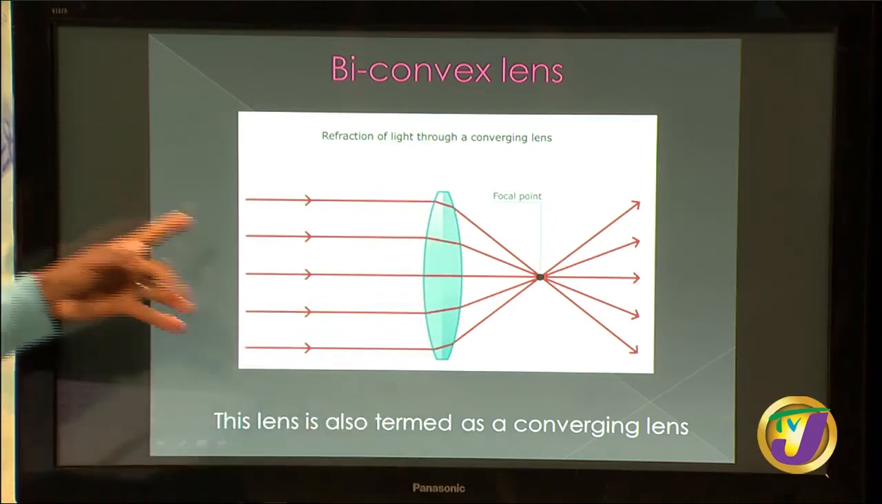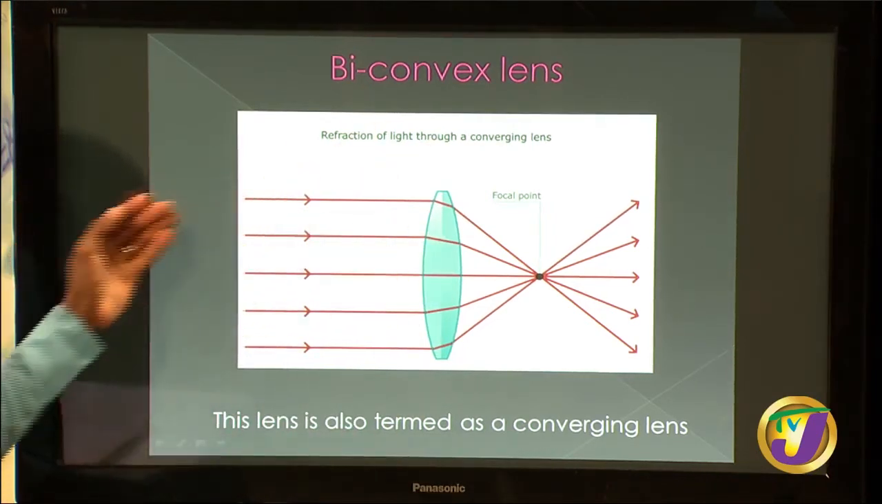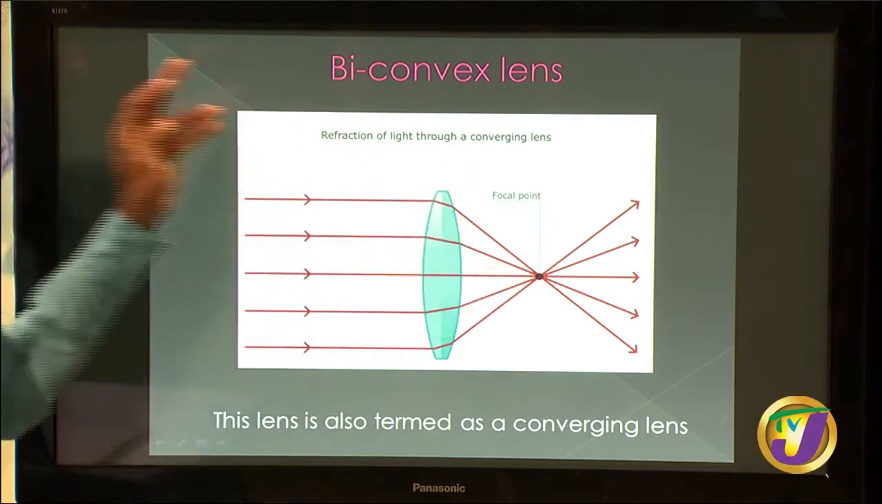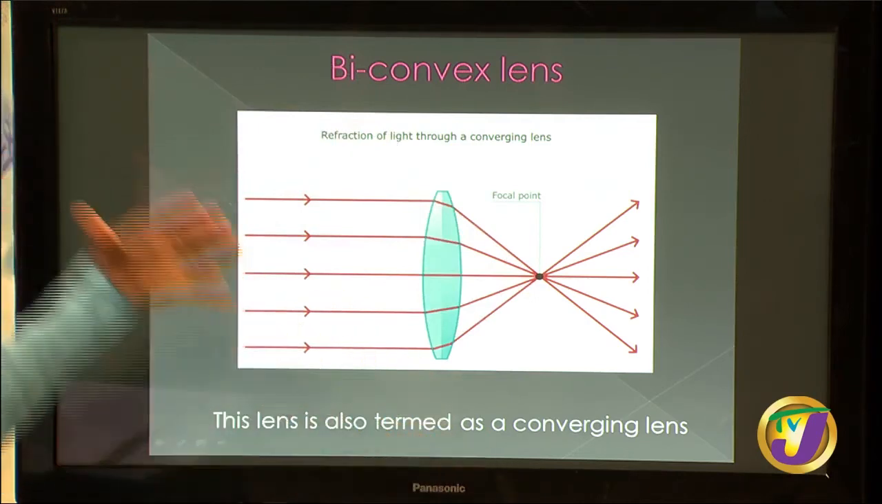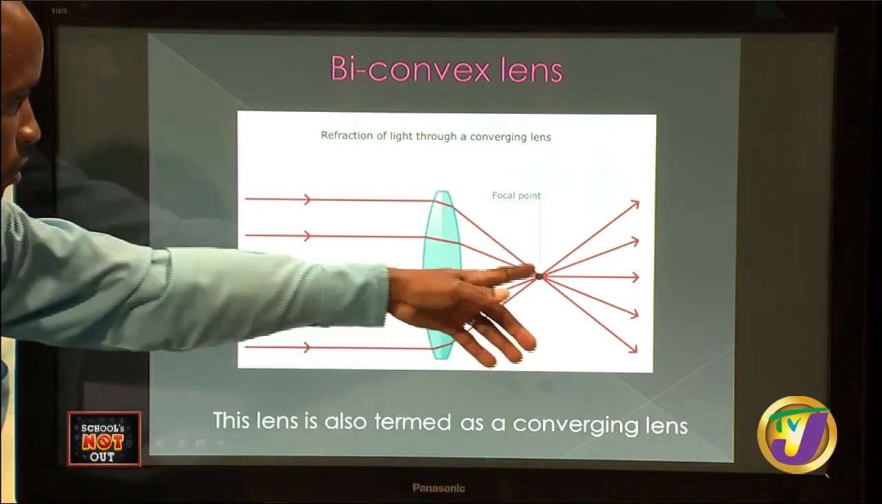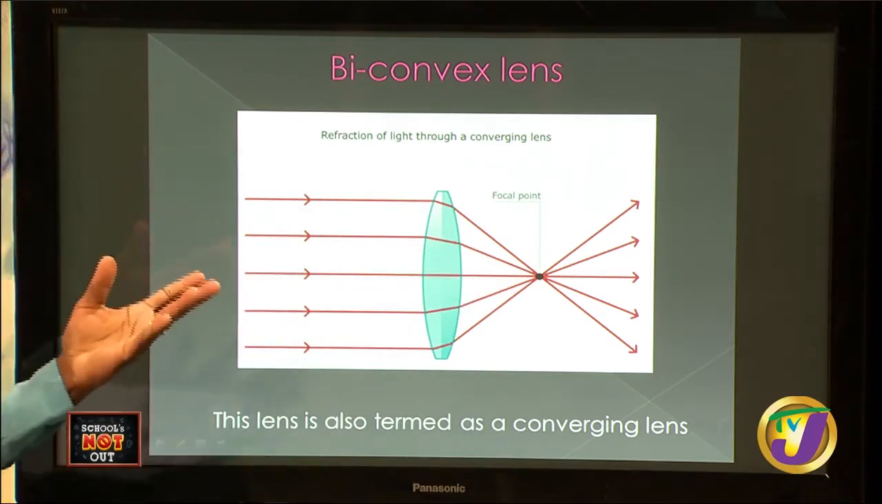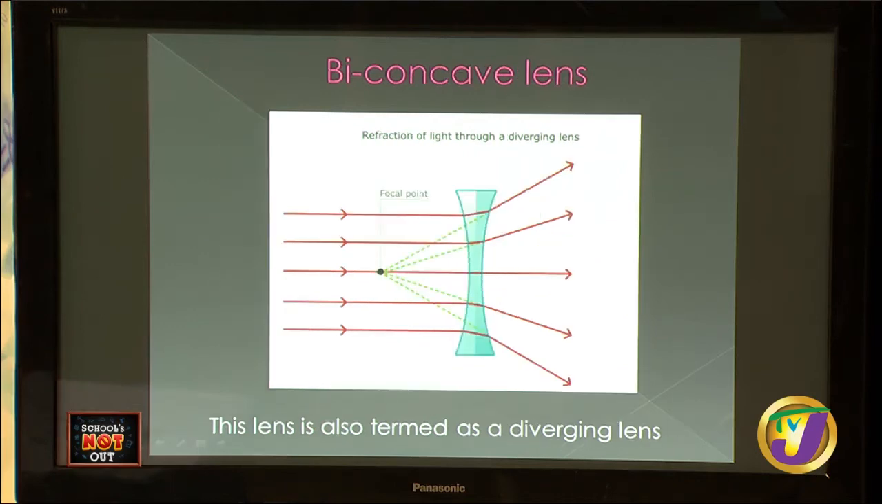Now, these red lines represent light rays as they pass through the lens. So they pass parallel. When they hit this, they now are brought to focus. So a biconvex lens is also termed as a converging lens. Converge means to bring to focus. And the point that it is brought to focus is called the focal point. Go figure.